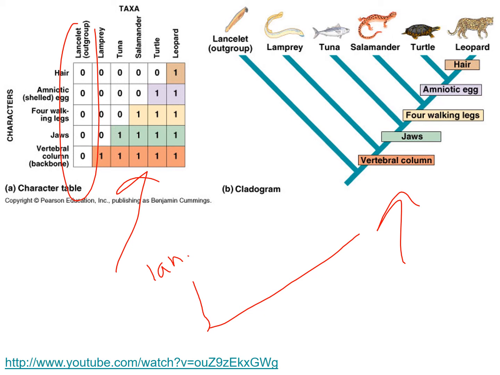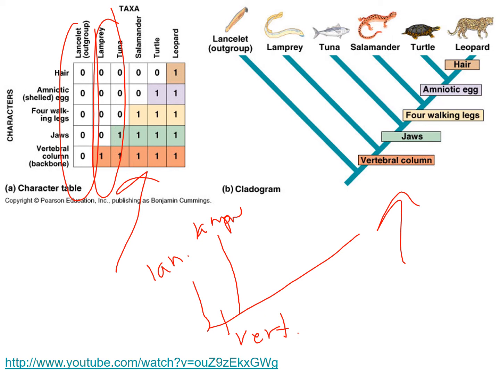Then what comes next? The lamprey has one thing in common. So the lamprey goes next. And why does he go next? What did he have that was different than the lancelet? He had, I wrote it right before it, a vertebrae.